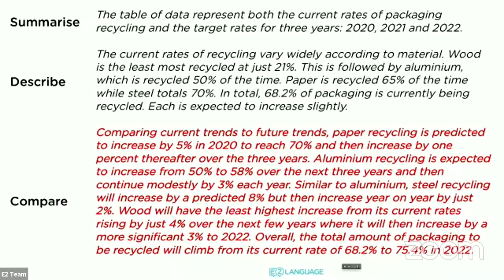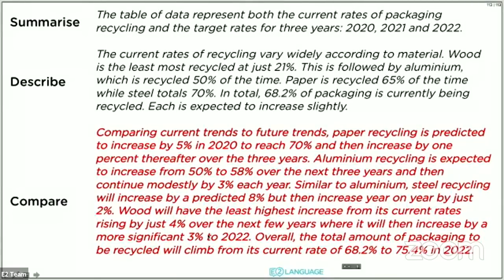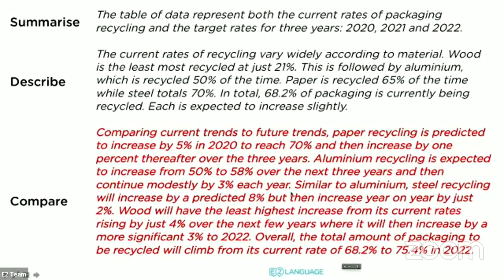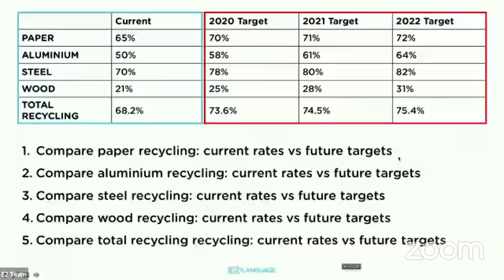Probably should be by 2022, sorry. That's probably the wrong preposition there. Let me change that to by 2022. Overall, the total amount of packaging to be recycled will climb from its current rate of 68.2% to 75.4% in 2022. Cool, fine. I've made one mistake of a preposition.